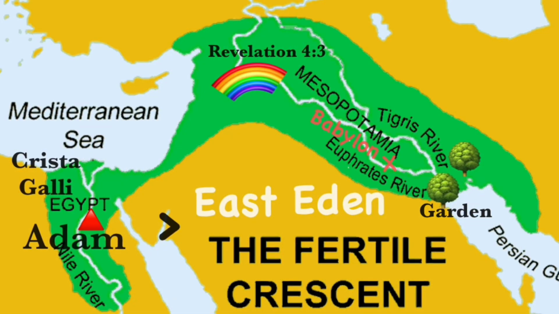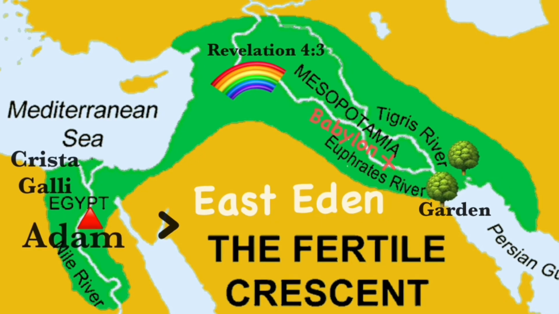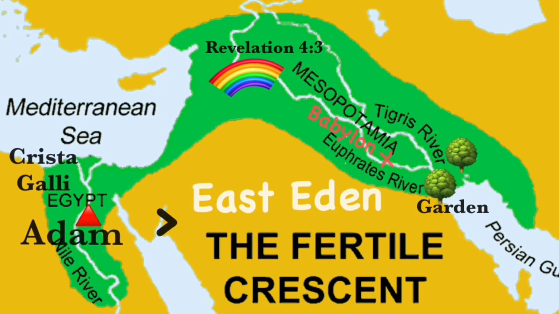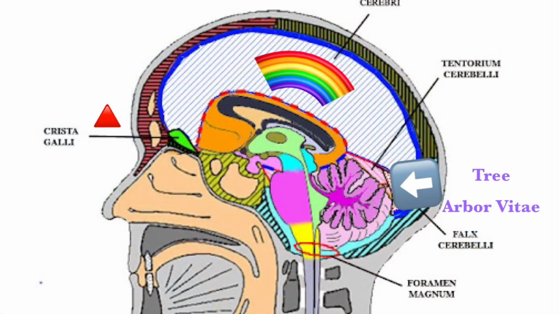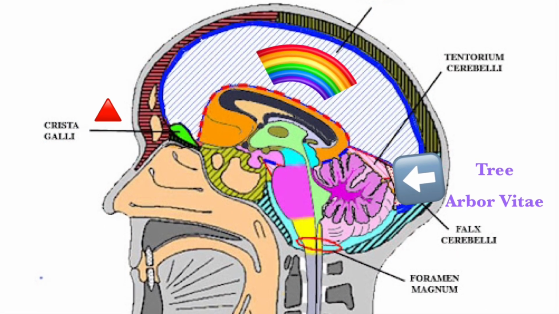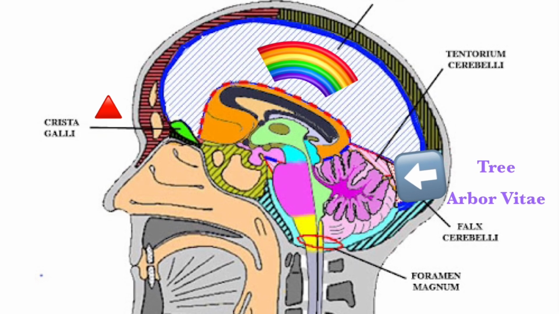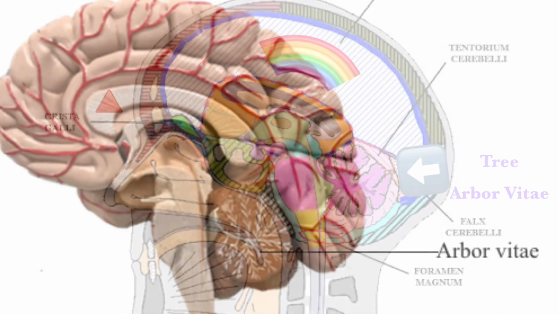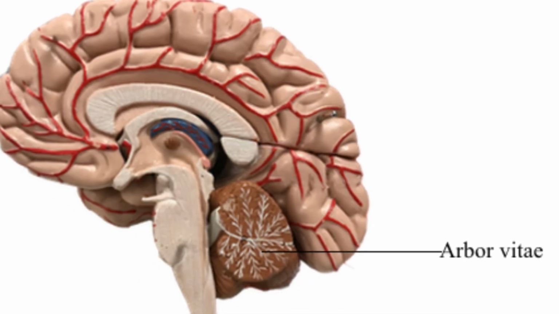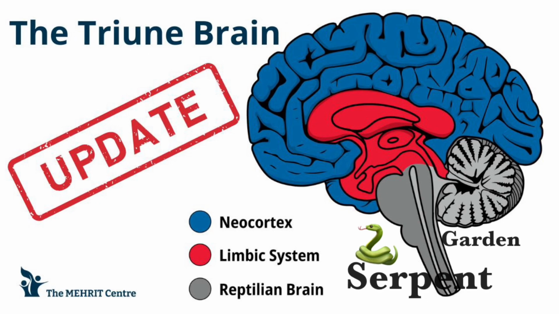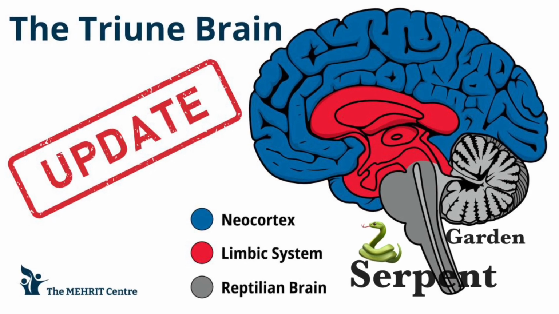God's throne is said to have an emerald green rainbow around it, and the Fertile Crescent is a rainbow shape. If we start at the Crista Galli pyramid and follow the rainbow-shaped falx cerebri, it ends at the arbor vitae, which is shaped like and called a tree of life. This is near the base of the brain, called the reptilian brain. I recall a reptile being in the garden with Adam and Eve.